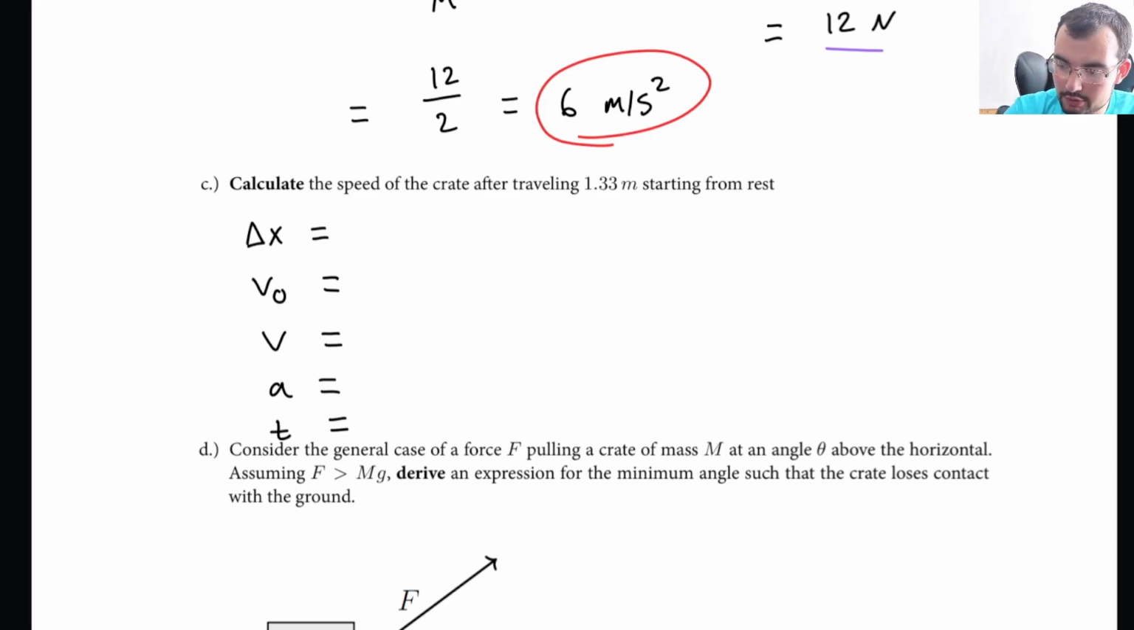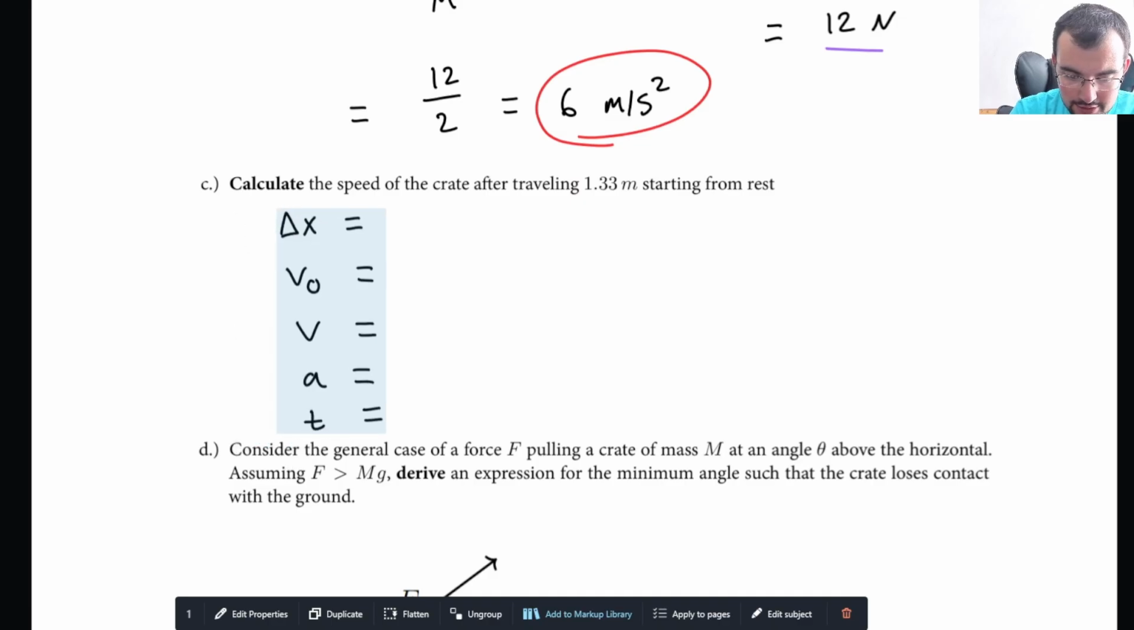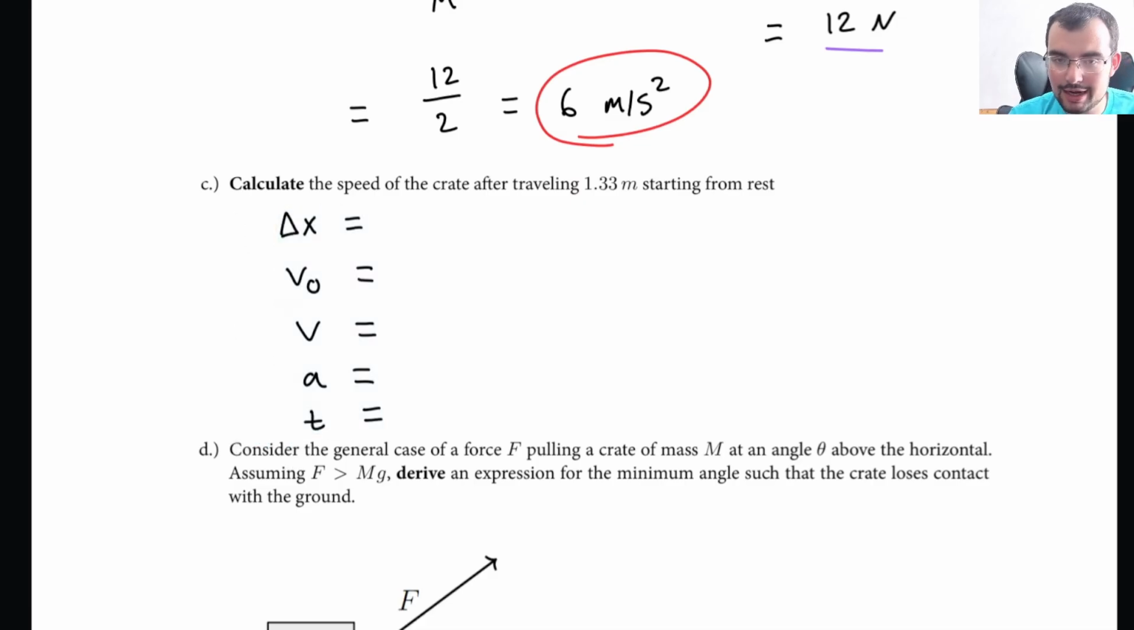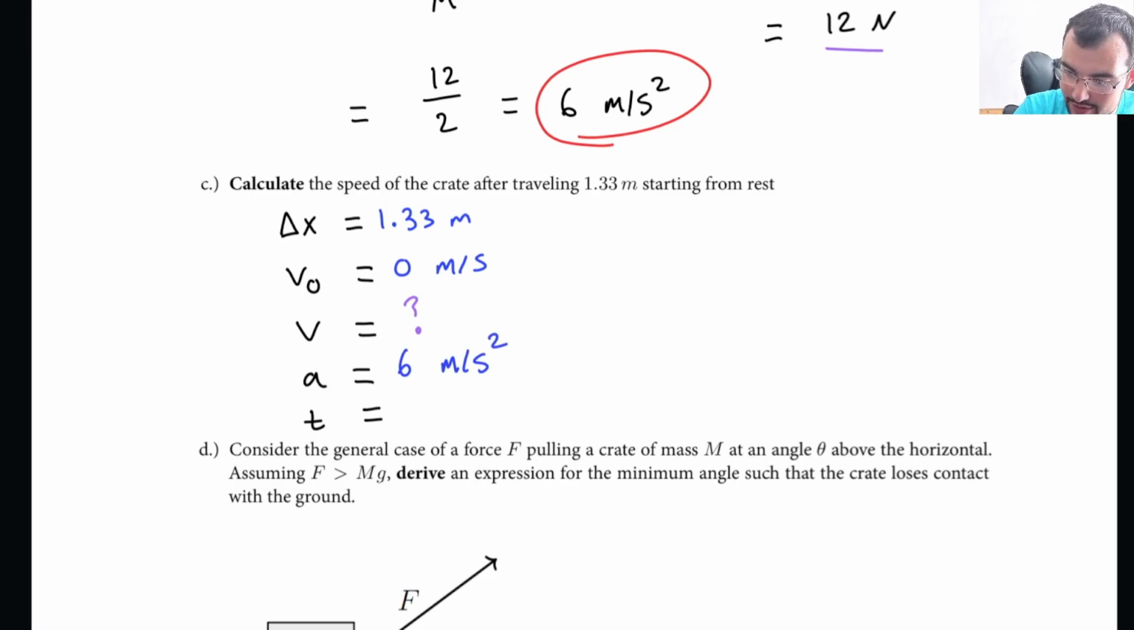This is one thing that I will give props to the other countries on for sure. I like that they call these the SUVAT equations. Where they call position S and V0 U, SUVAT. But we're saying the crate is traveling 1.33 meters starting from rest, and we want the speed. And we do know the acceleration. So that's why we had to do the force analysis, because we did not have a third quantity.